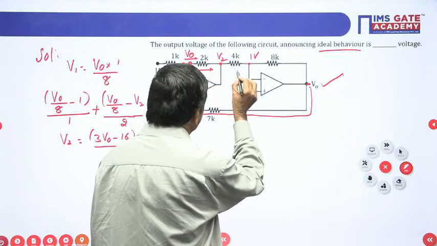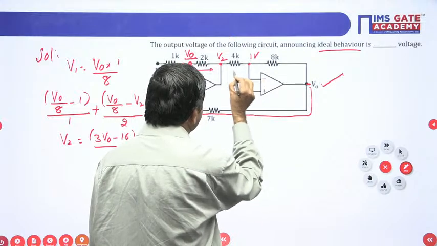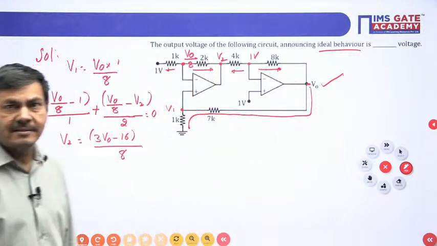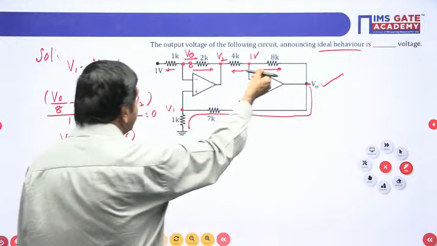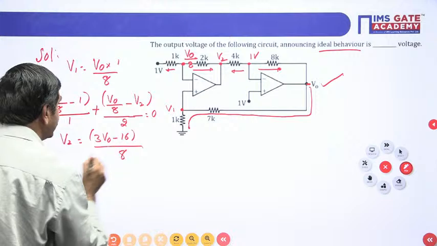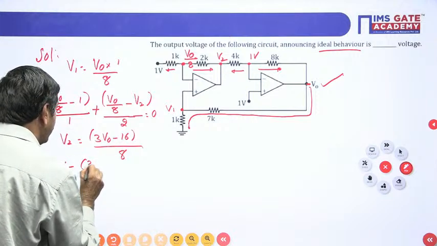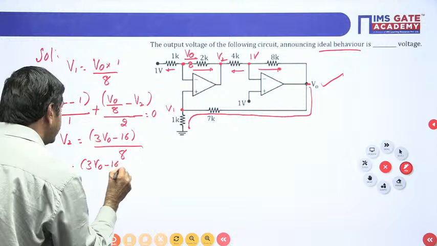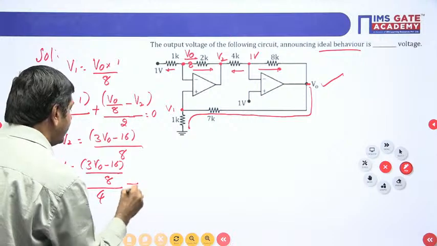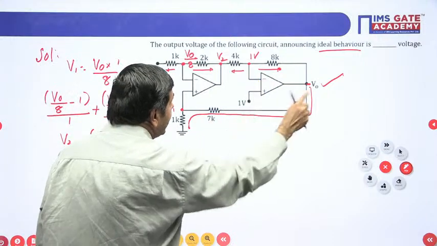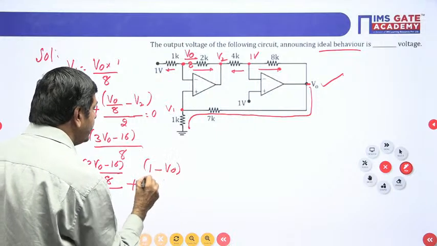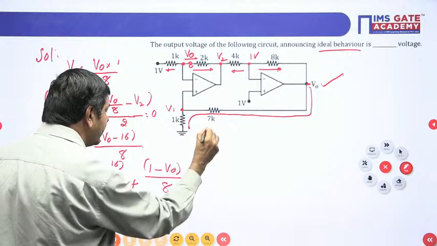Once you are getting the V2, you can try for V naught. This node I selected and I want to apply nodal this side and this side. These two currents equal to 0. What current is going to flow this side? 1 minus V2, V2 value we know. As per nodal, 1 minus (3 V naught minus 16 divided by 8) divided by 4, plus this current is 1 minus V naught divided by 8. This is equal to 0 I can write now.